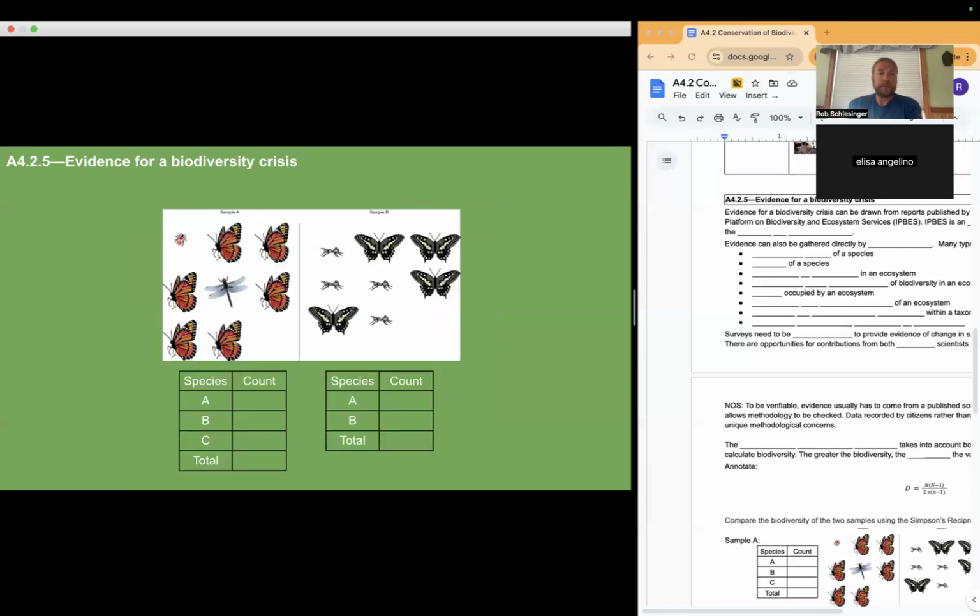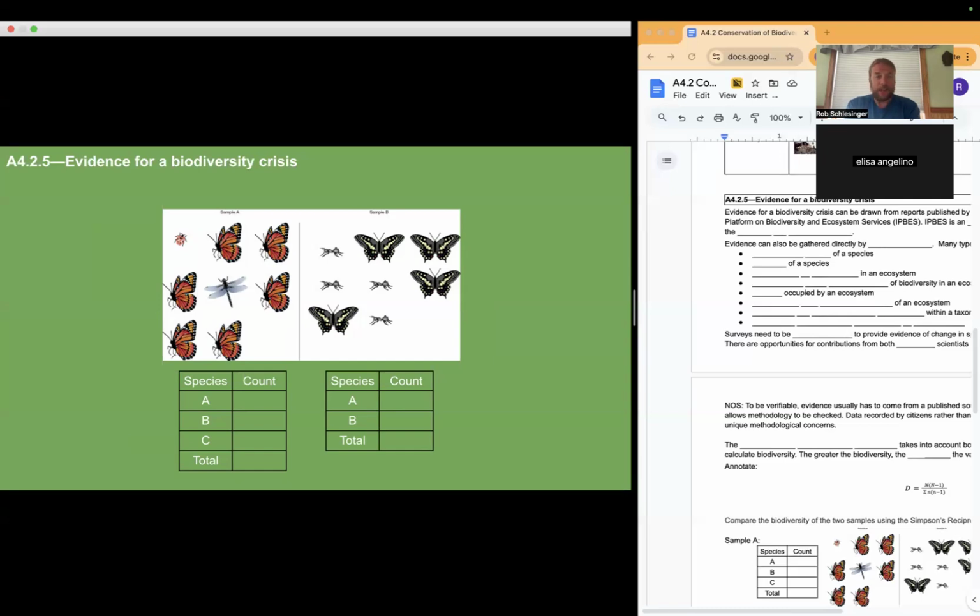All right, so let's try this. First, I'm going to challenge you. This is very, very tricky. But for sample A and sample B, can you just give me a count of species A, which we'll say are the butterflies, species B, which on the left we'll say is the dragonfly, and on the right, I don't know, is that an ant? And then our friend on the left, the ladybug. So how many of each of those do we have? Six species A, one species B, and then one species C.